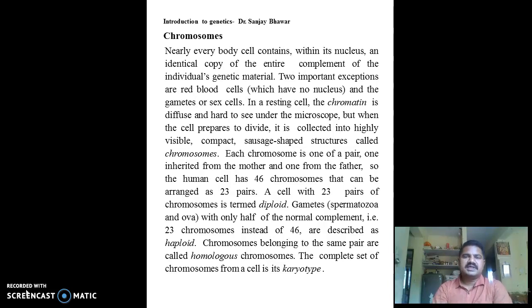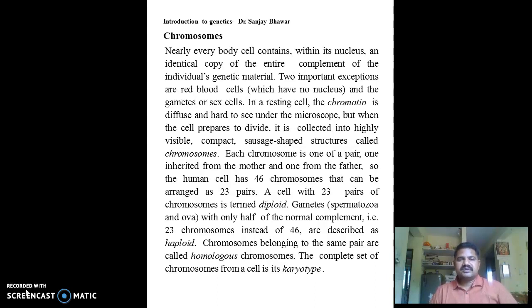All human body cells contain a nucleus, which has an identical copy of the entire complement of the individual's genetic material, or we can say the basis of the human body. The only exceptions are the RBCs, which do not have a nucleus, and the gametes or sex cells. In a resting cell, the chromatin is diffuse and hard to see under the microscope. But when the cell prepares to divide, it is collected into highly visible, compact, sausage-shaped structures called chromosomes.